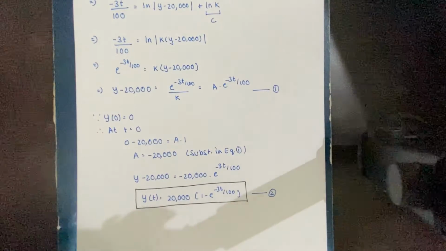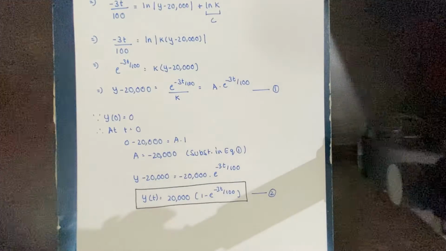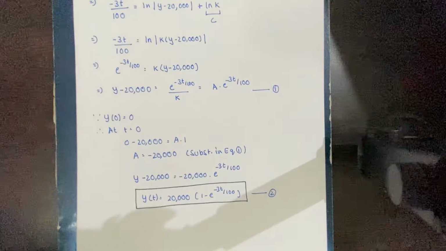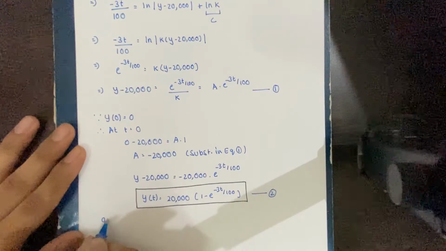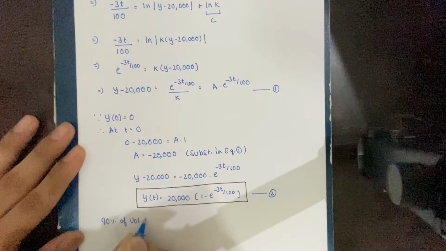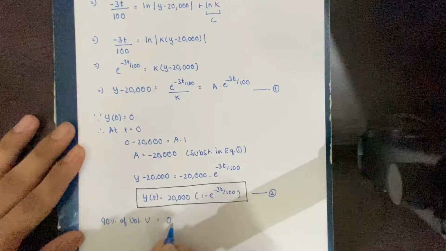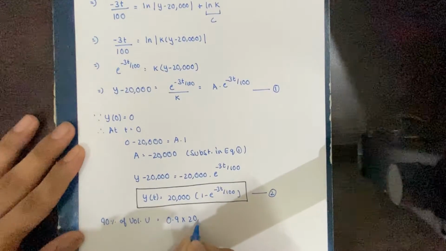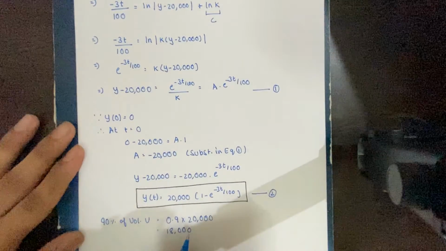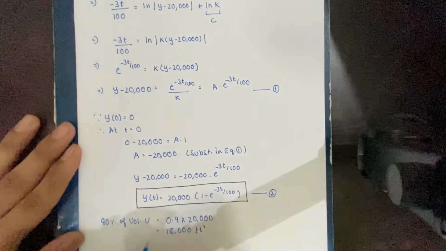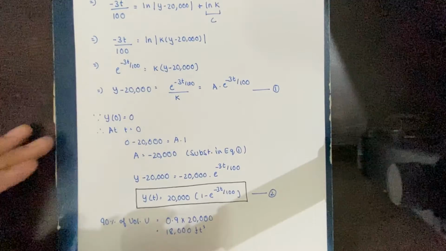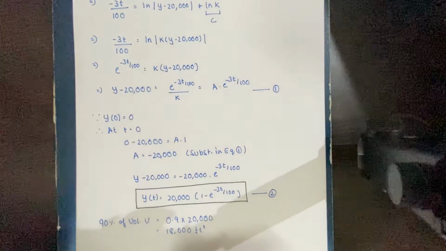Now the second part of the question asks at what time will 90% of the room be filled with fresh air. So let's find 90% of the volume V. 90% of volume V is 0.9 times 20,000. That is basically 18,000 cubic feet. Now we have y of t as 18,000.